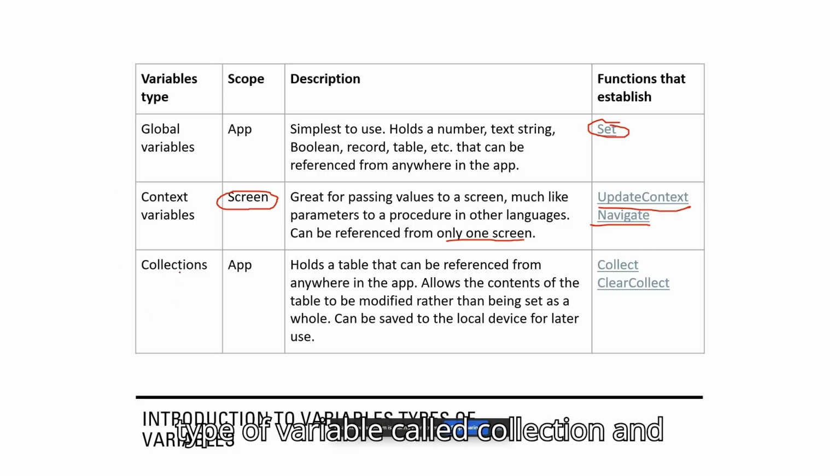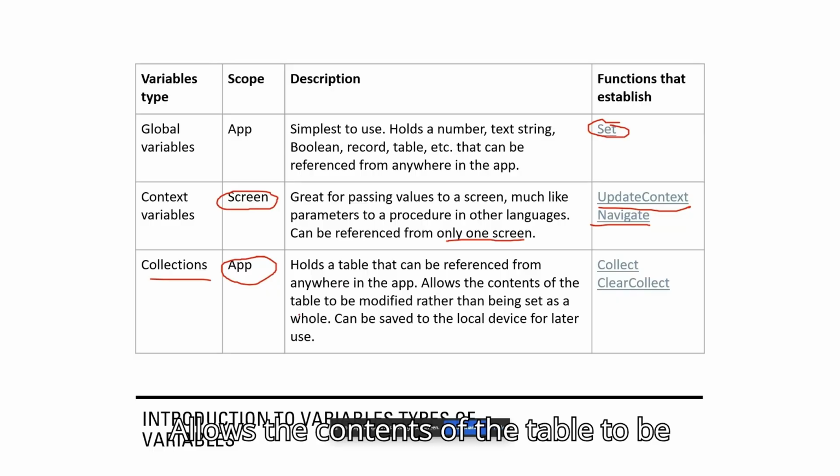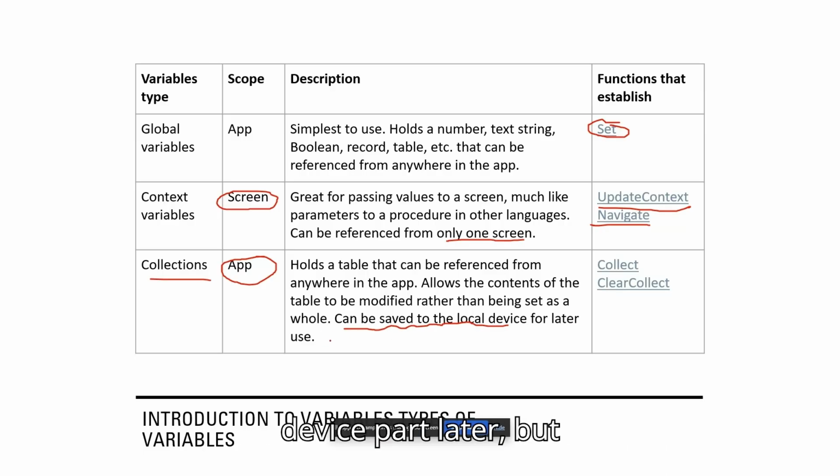There's also another type of variable called collection, and the scope of that is the entire application. It holds a table that can be referenced from anywhere in the app, allows the contents of the table to be modified rather than being set as a whole, can be saved to the local device for later use. I will go to this local device part later, but one thing to note is we will be using the collect and clear collect function.